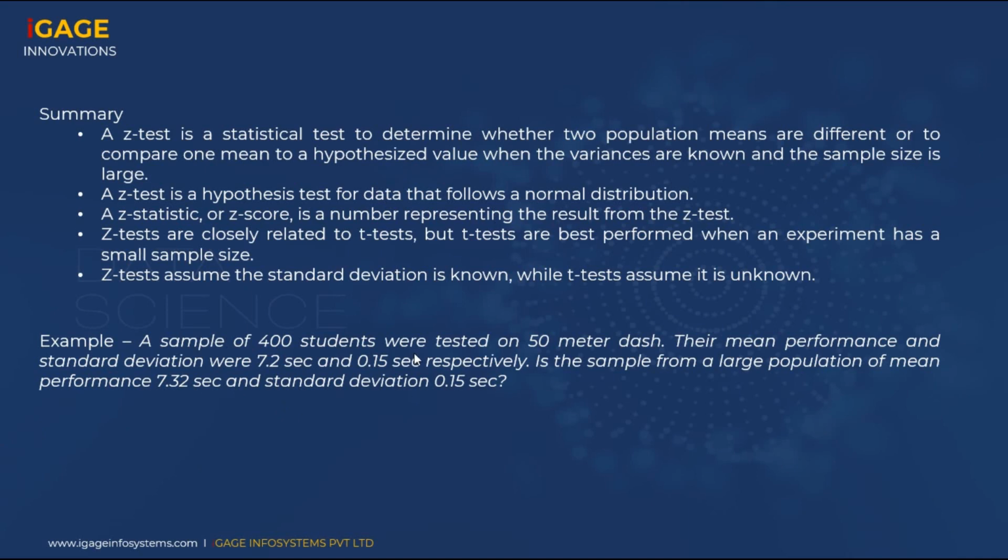A sample of 400 students were tested on a 50-meter dash. The sample size is 400 students. The mean performance and the standard deviation were 7.2 seconds and 0.15 respectively. So the mean value is 7.2 and the standard deviation is 0.15. Is the sample from a large population with a mean performance of 7.232 seconds and a given standard deviation?